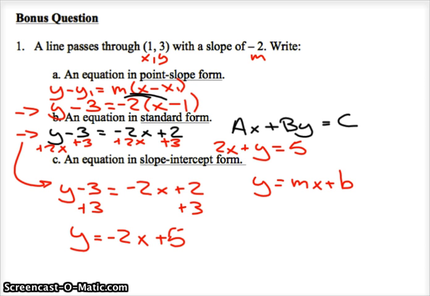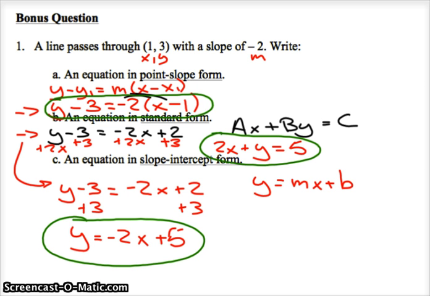And that's it. So my 3 equations, I'll highlight these in green. The first one is y minus 3 equals -2 times x minus 1. My next equation is 2x plus y equals 5. And my final equation is y equals -2x plus 5.